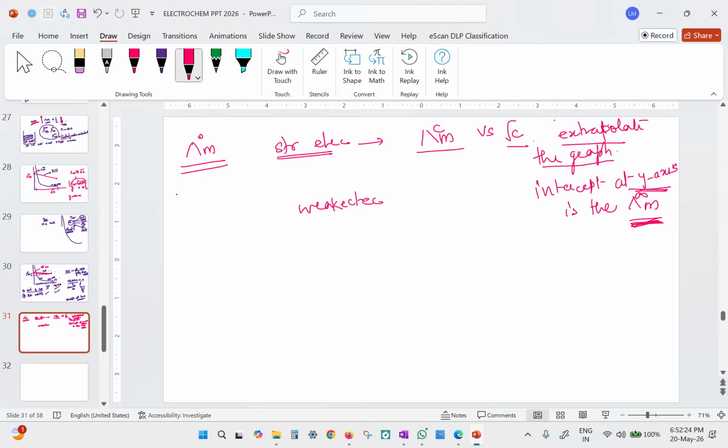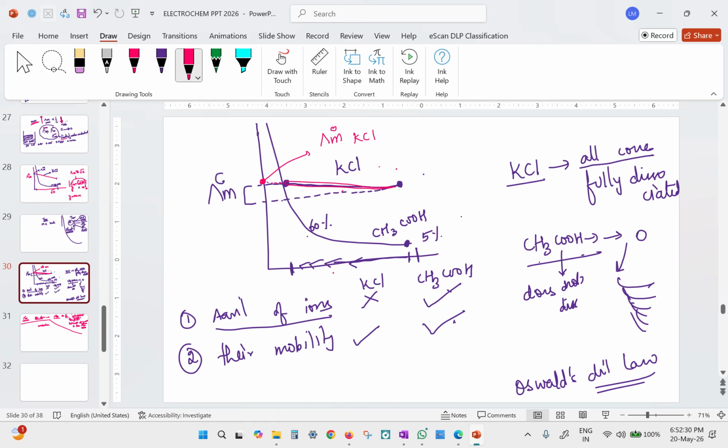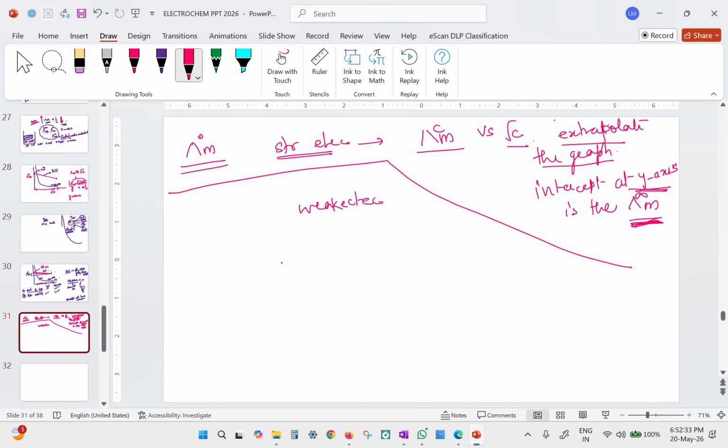Yes, ma'am. Okay. But for a weak electrolyte, is it possible to see where it meets the y-axis? No, ma'am. So what we do is find lambda m infinity, or lambda m naught, for a weak electrolyte by an indirect way.